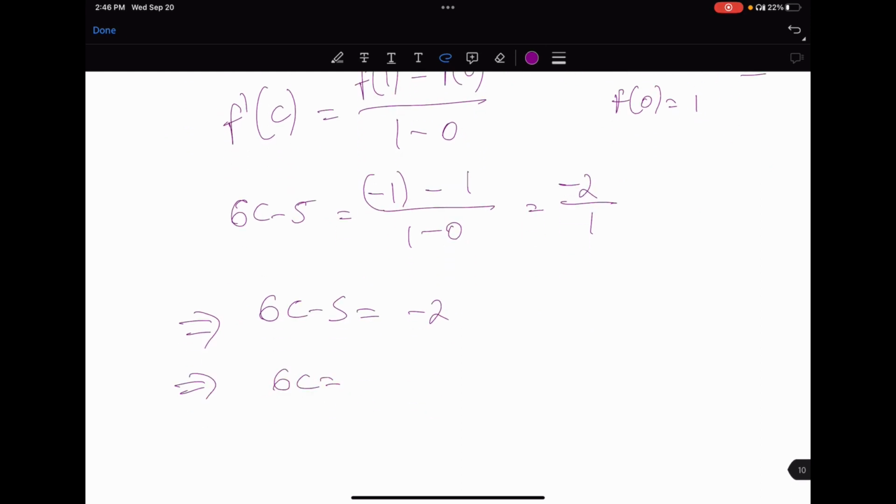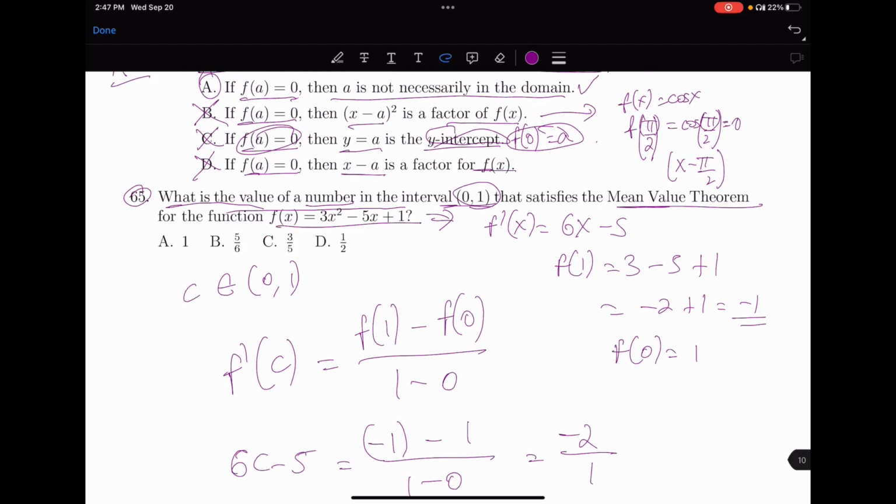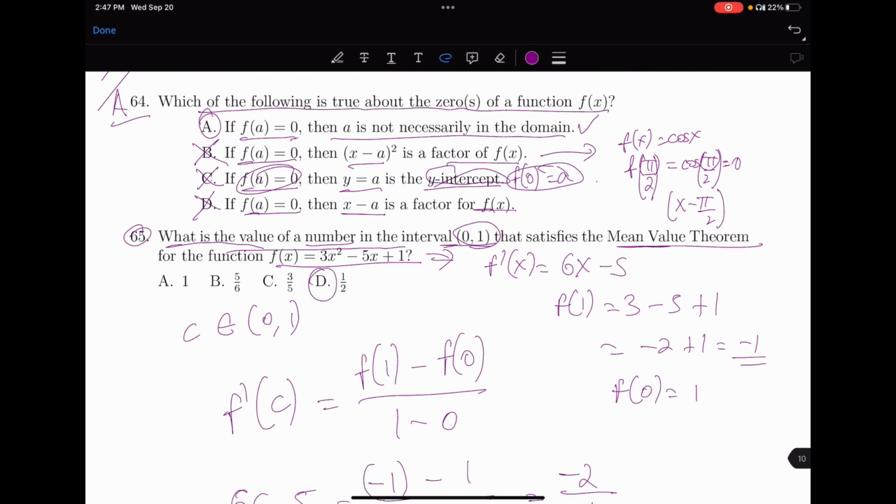Which implies that 6c equals 5 minus 2, which is 3, which implies that 6c equals 3, which implies that c equals... I'm so sorry, this implies that c equals 3 over 6, which is 1 over 2. Therefore, d is the answer.